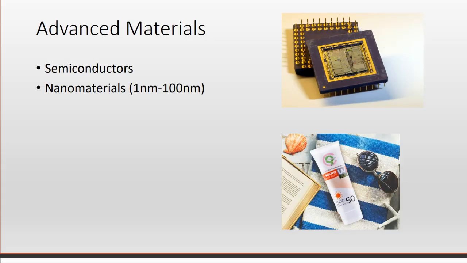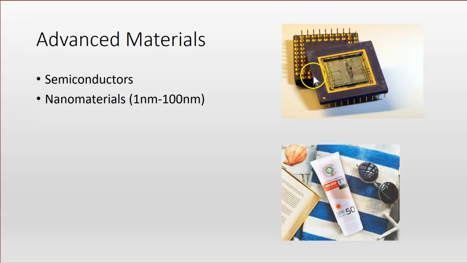There are some materials that don't neatly fit into the three categories that we have just mentioned. One of those is advanced materials, such as semiconductors used for computer chips. They have very interesting electrical properties. And nanomaterials: when materials are fabricated to a very small size, and nanomaterials encompass the range from 1 to 100 nanometers, they can have special properties.